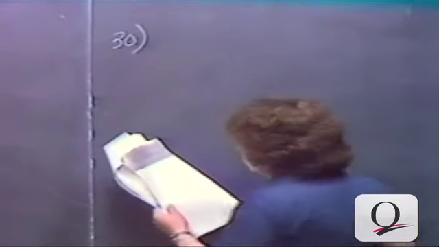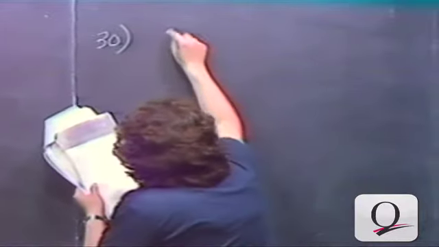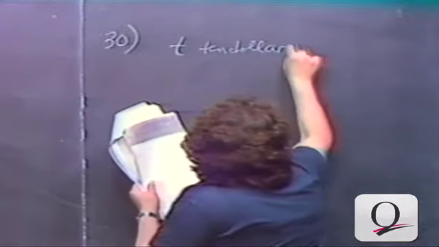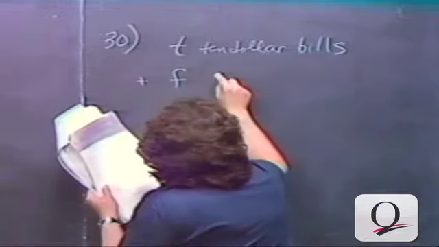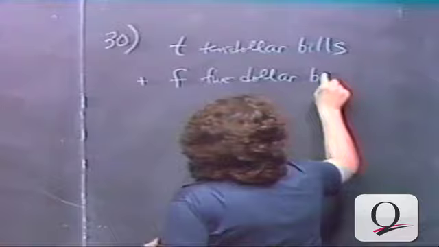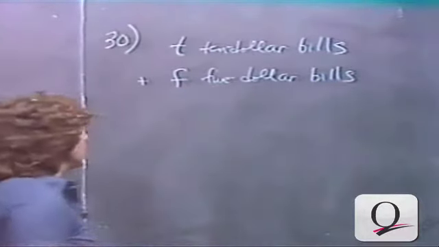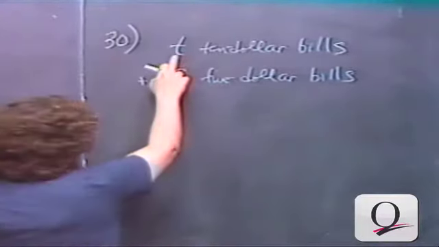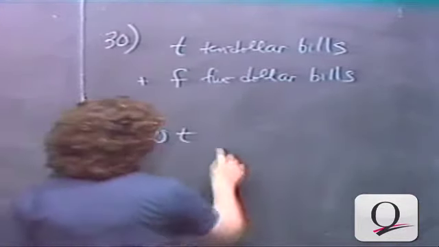Okay, the last question on this tape is the following. Find the value in dollars of T $10 bills and F $5 bills. Well, one $10 bill is worth $10. Two $10 bills, 2 times 10 is worth $20. T $10 bills would be T times 10 or 10 times T dollars.